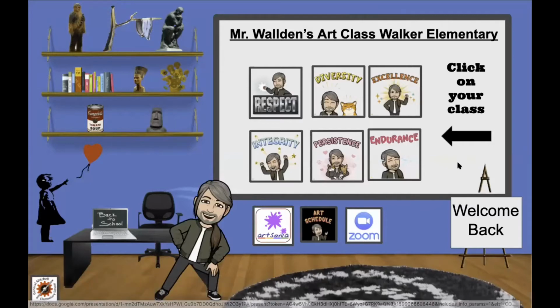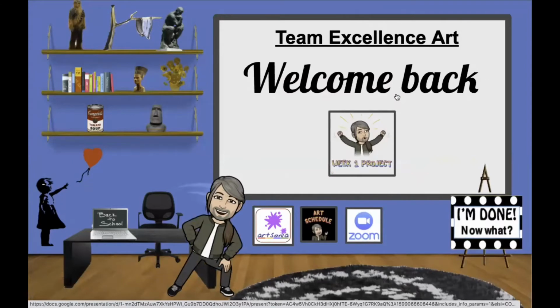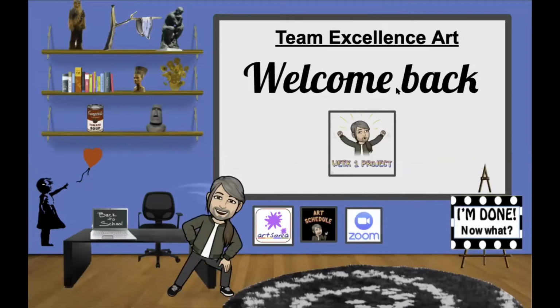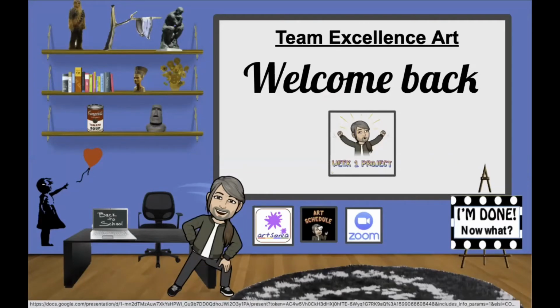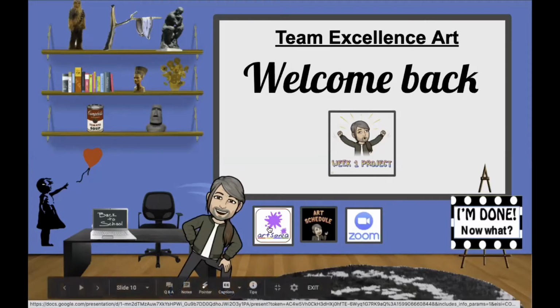Now let's click on one of them. Let's click on Excellence here. Now this is going to go to Excellence. There'd be announcements for the specific classes right here. Right here is another link to my schedule, and that's going to be on all the pages. There's a link to my Zoom meetings and a link to Artsonia. We'll talk about Artsonia in a little while.